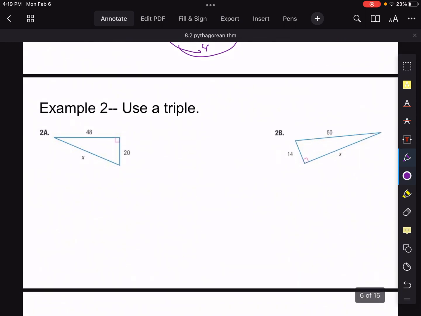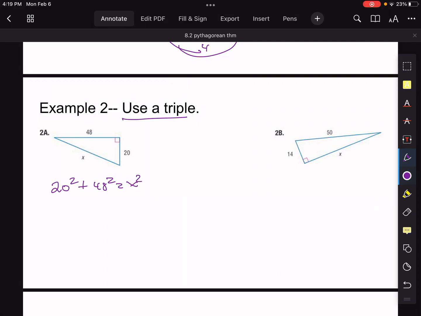All right, so example 2 is they would like you to try to use one of these triples that we just talked about. Again, you don't have to, but it could come in handy. If you didn't do it, this is how you would set this up, right? You'd have 20 squared plus 48 squared equals x squared. So you can always solve that way.